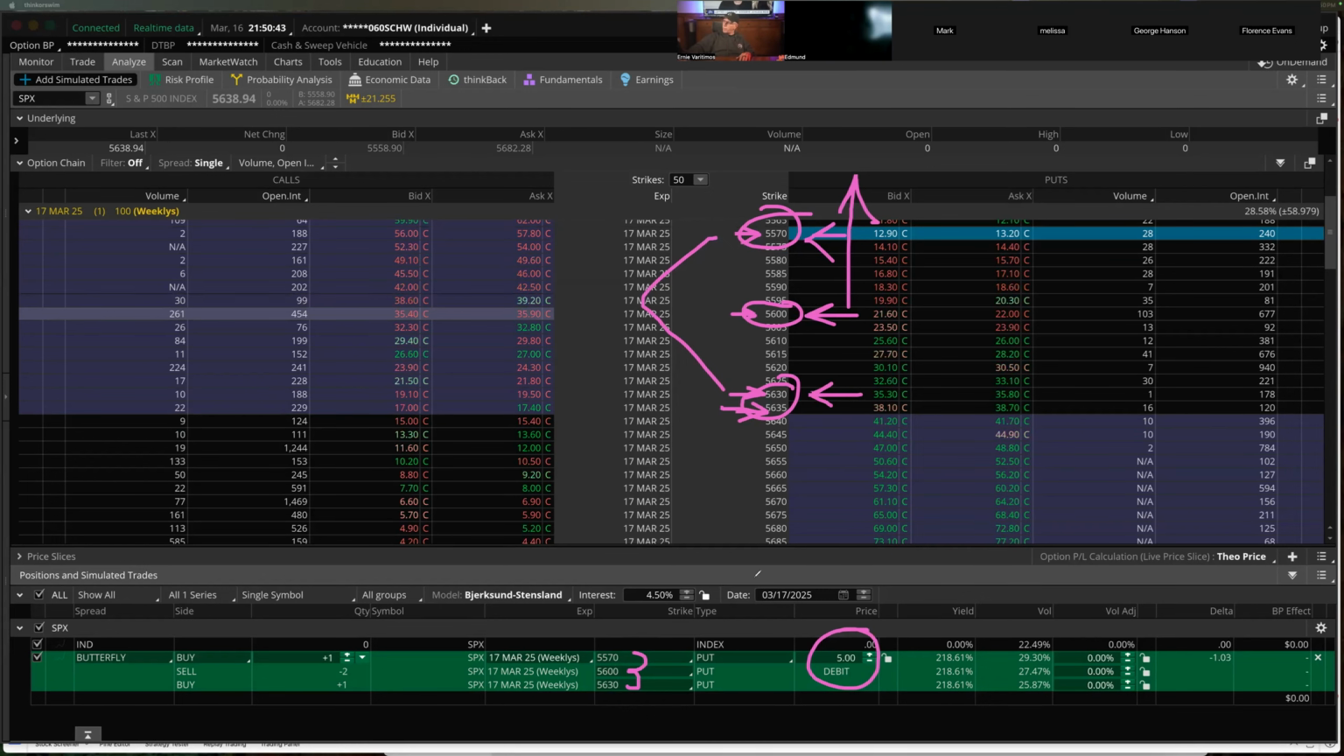Okay, very clear. But it's too expensive. So I have to push it further this way to make it cheaper. The debit right here. See, right now it's almost $5. I've got to get it down to $3. I don't want to pay $5 for this. I want to pay $3 or less.